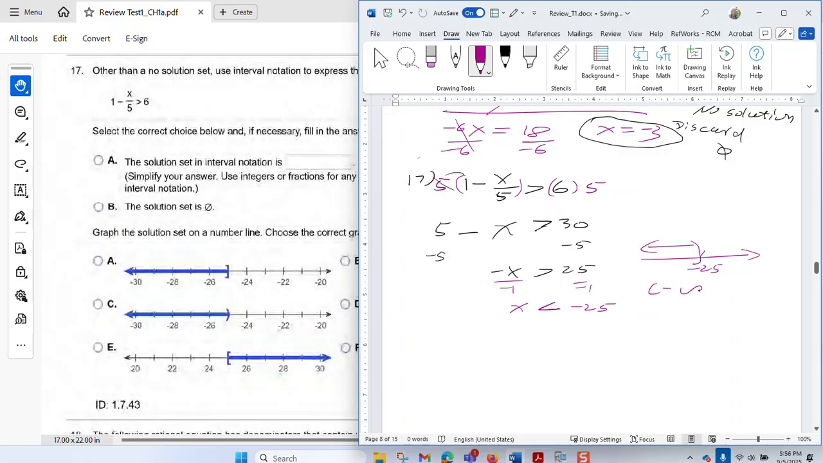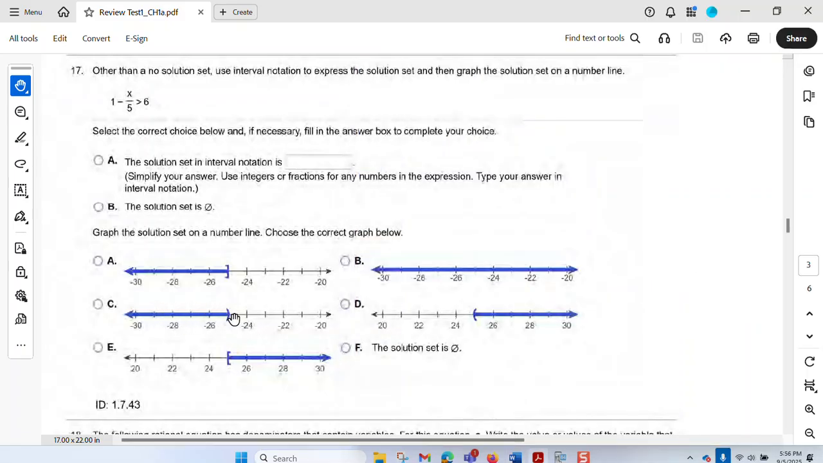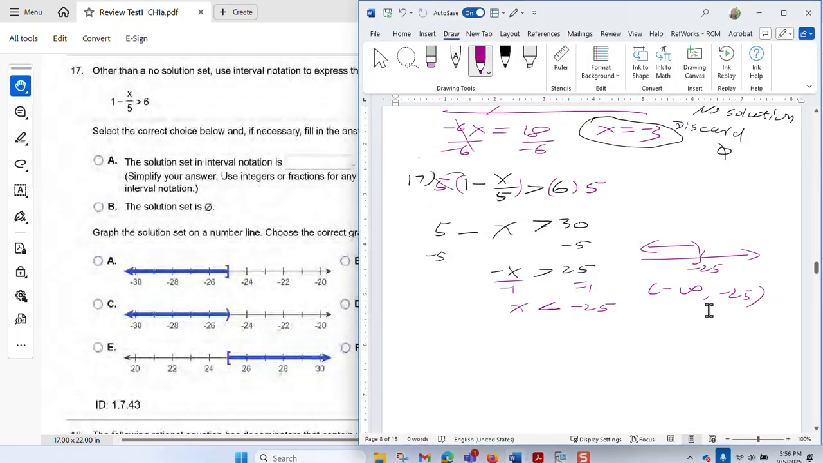So that looks like this one right here, less than -25, using the parentheses because there's no equal sign. So don't choose A, choose C in here. And you do have this interval notation in here. All right, so that's 17.